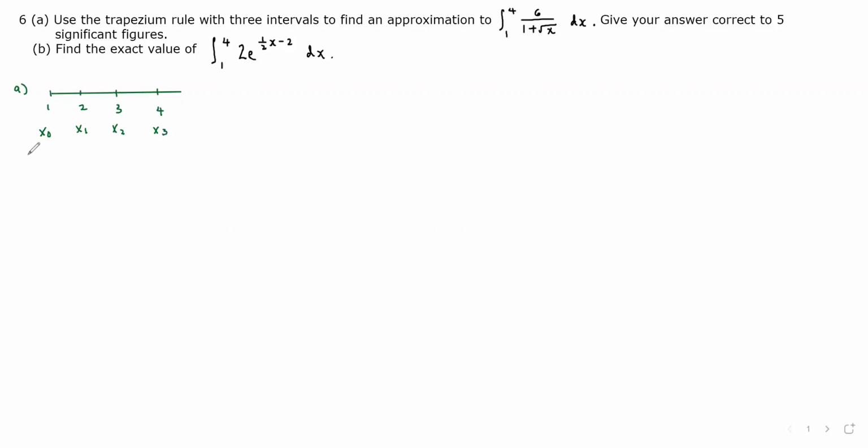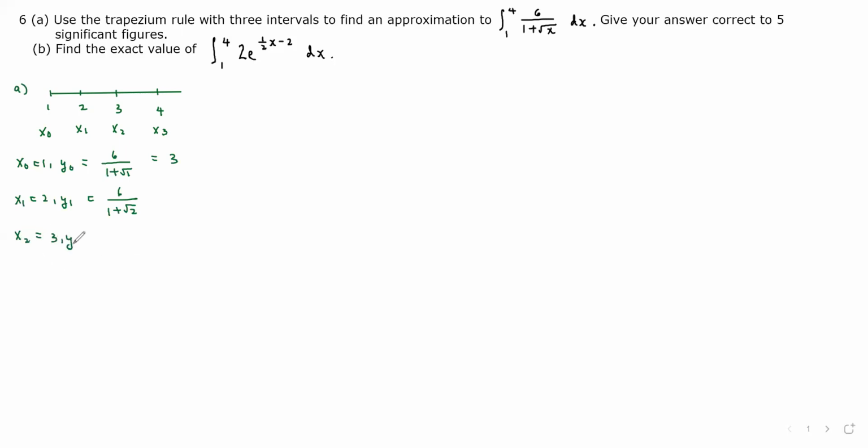To evaluate the y values, when x0 is 1, then y0 is 6 over 1 plus square root of 1. That is 6 over 2, which is 3. When x1 is 2, y1 is 6 over 1 plus root 2. We'll just leave this because your answer must be correct to 5 significant figures. Just dump everything into the calculator later.